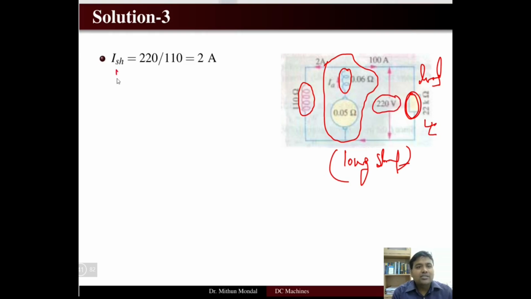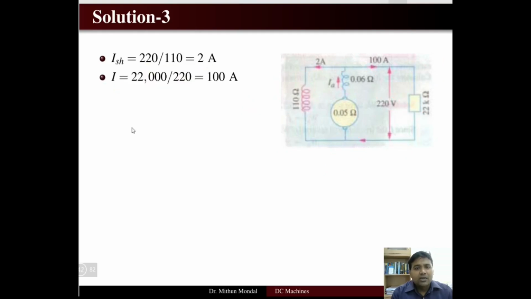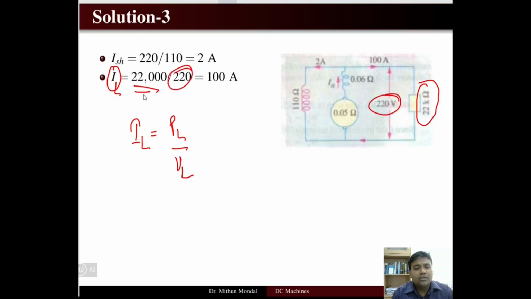So first you determine the shunt current. The shunt current will be equal to the total voltage applied across the shunt field winding divided by the shunt resistance. The shunt field voltage will be equal to the load voltage because it is in parallel with the load. So 220 volt is the load voltage and 110 is the shunt resistance. So you will get 2 ampere as the shunt current. Next, calculate the load current. The load current can be calculated as the load power divided by the load voltage. The load power is 22 kilowatt, so 22,000 watt divided by the load voltage, 220 volt. So you will get 100 ampere as the current flowing in the load.